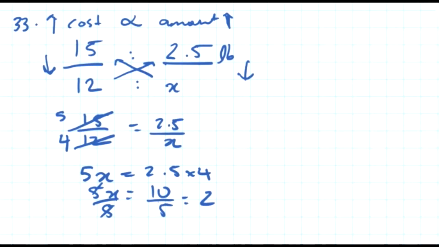So that means for $12, I can only buy 2 pounds, which pretty much satisfies our curiosity against the 2.5. Since the price decreased, the money you have to buy the coffee decreases, so the number of pounds you're going to find is going to decrease with it. So that will be the solution for this one.